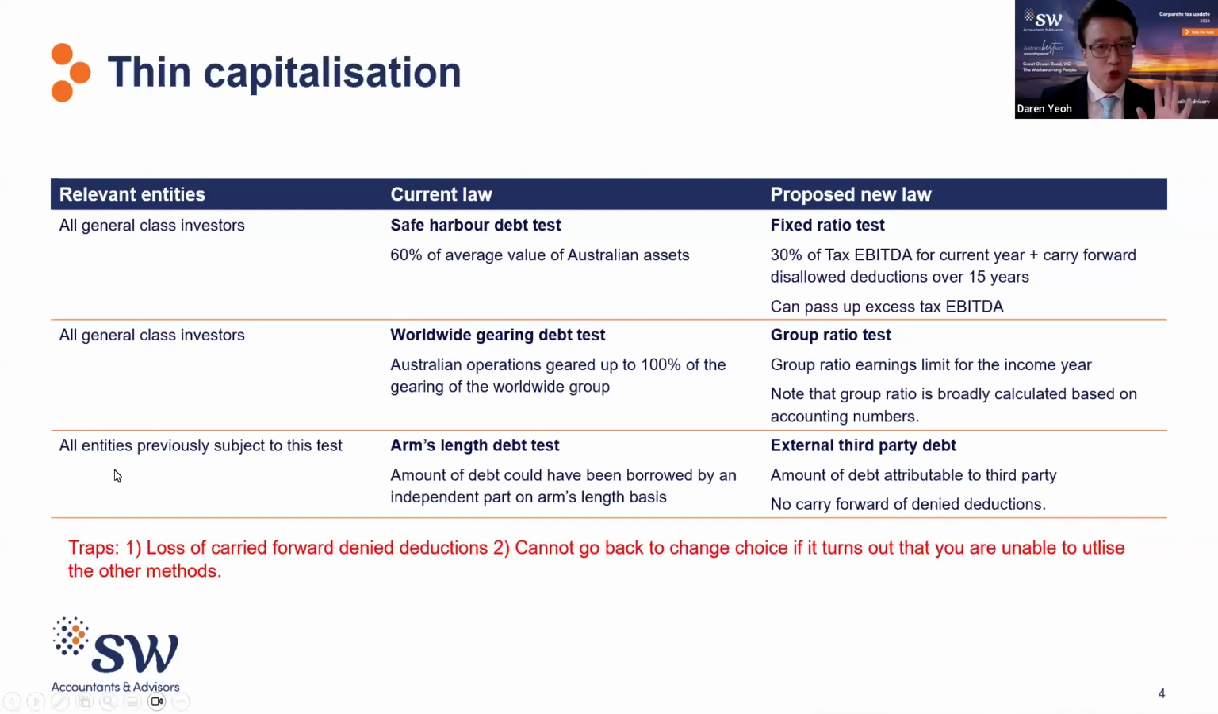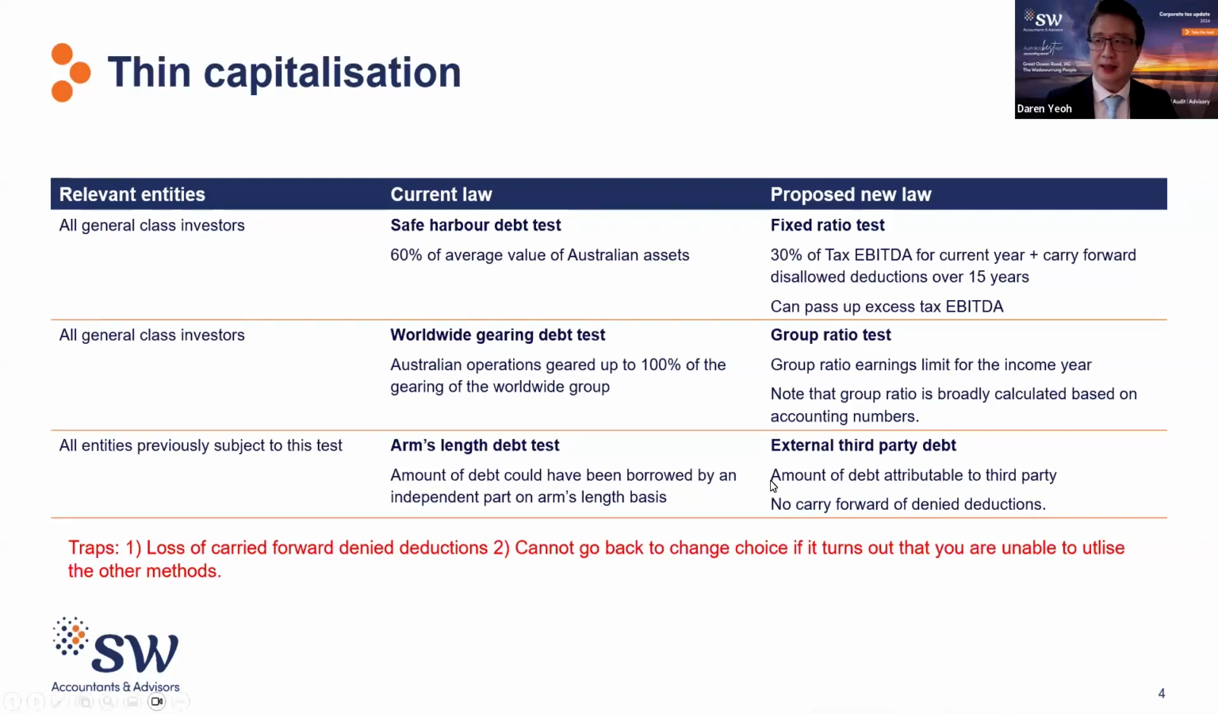Now, in terms of traps, just be aware that you can switch between methods each year. But if you switch from fixed ratio to group ratio, you could potentially lose all your carried forward denied deductions. So just be aware of that trap.